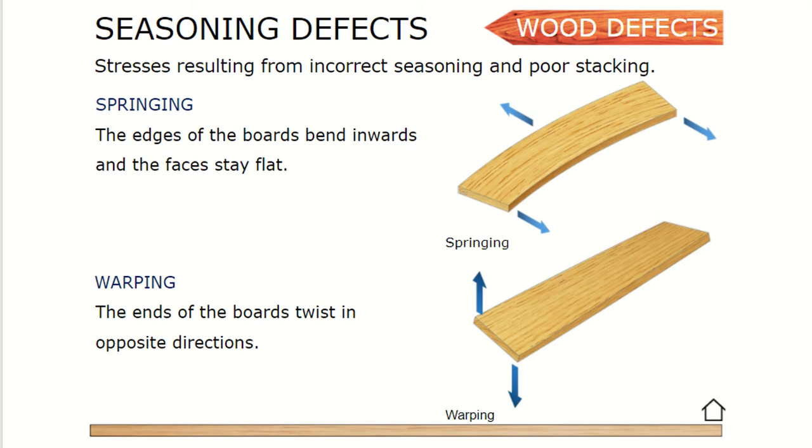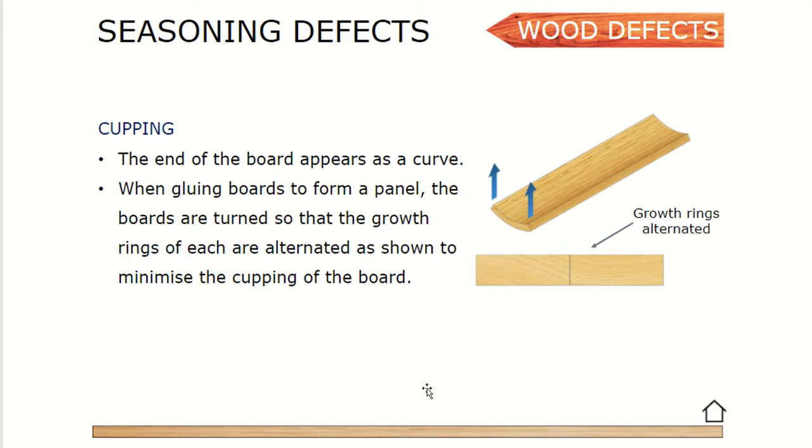Now on the second slide, the third one is cupping. Cupping is probably one of the most popular ones that come up, so that's why I've left it on a slide of its own. Cupping happens when the end of the boards look like a curve or a C shape or a U shape. So unlike warping, with cupping the two ends go in the same direction. They don't go in opposite directions. You can see here by the arrows.